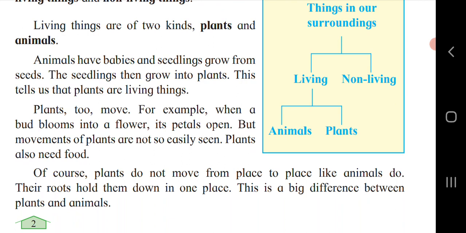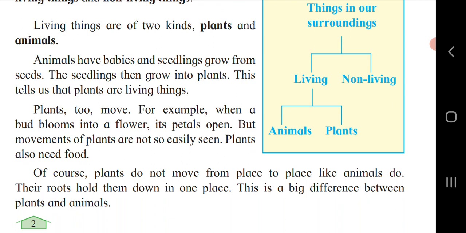Yes, if you try to grow a seed, by watering for some time and with the help of the sun, or with the help of the photosynthesis process, we can see the seed convert into a plant, or grow into a plant. This tells us that plants are living things.